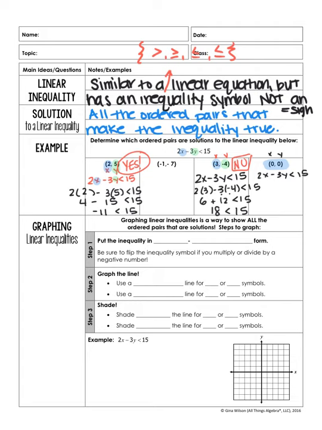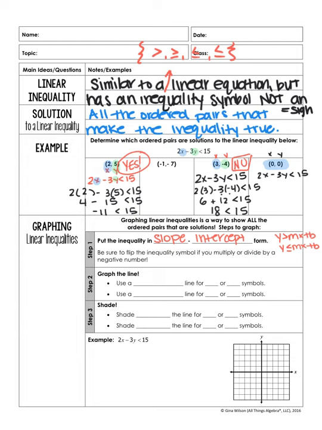All right, it says graphing a linear inequality is a way to show all ordered pairs that are a solution. The steps to graph: it says put the inequality in slope intercept form, which we've been doing for a while now. Remember, that's y equals mx plus b. So it's going to look very similar to that. Of course, it's not going to have an equal sign. It could look like y is greater than mx plus b, or y is less than or equal to mx plus b, that sort of thing. So essentially, you're solving for y.